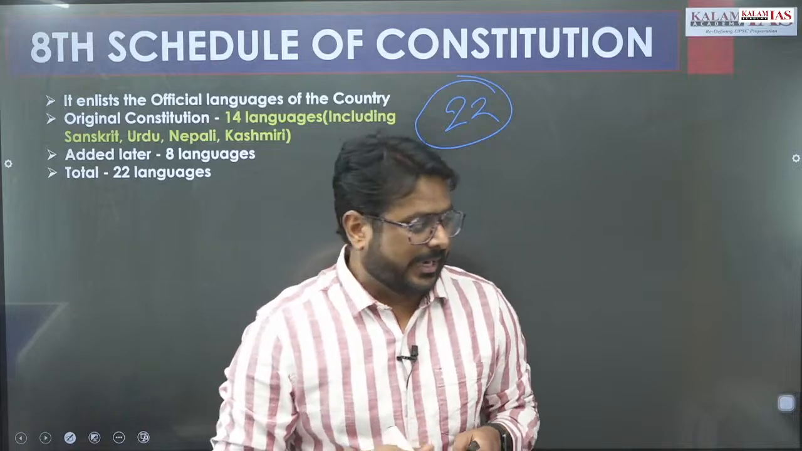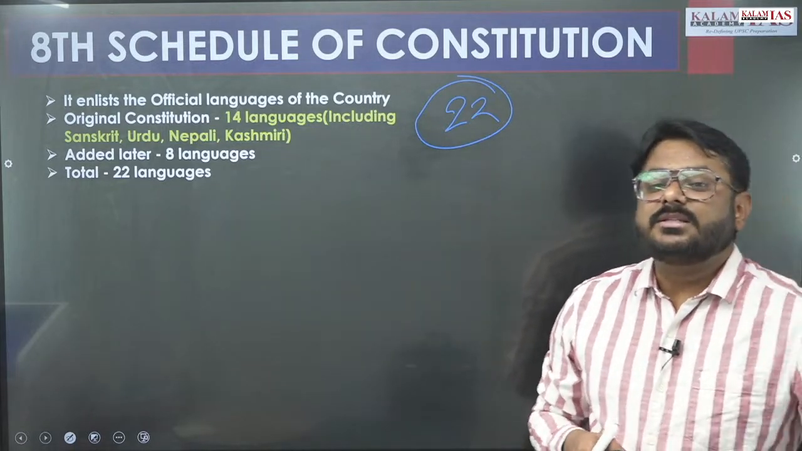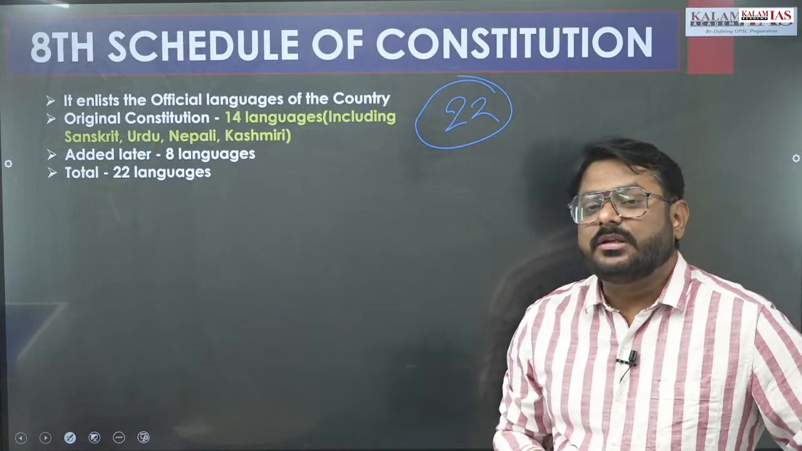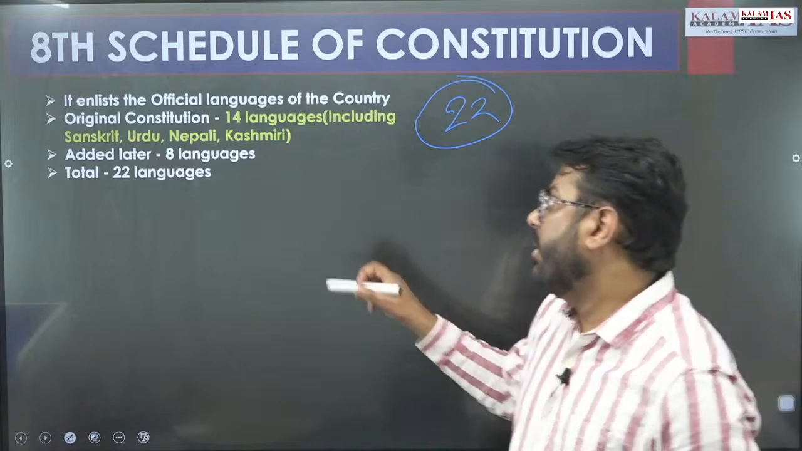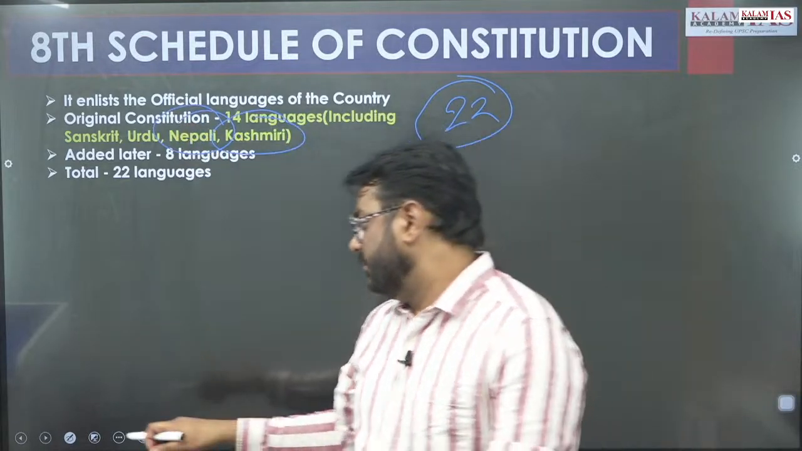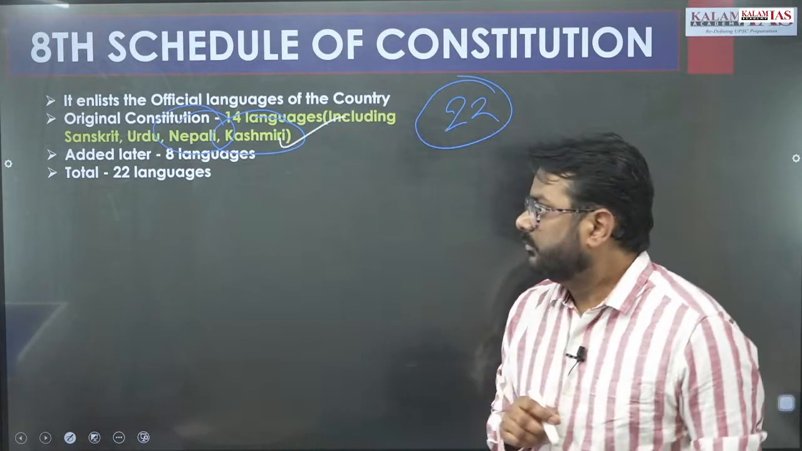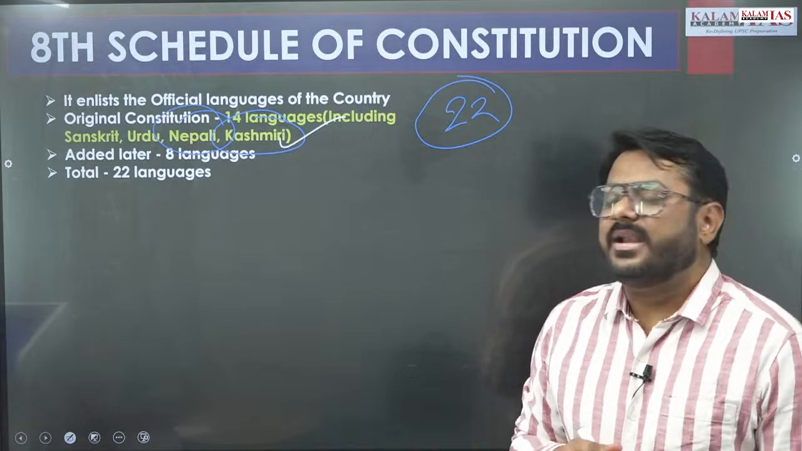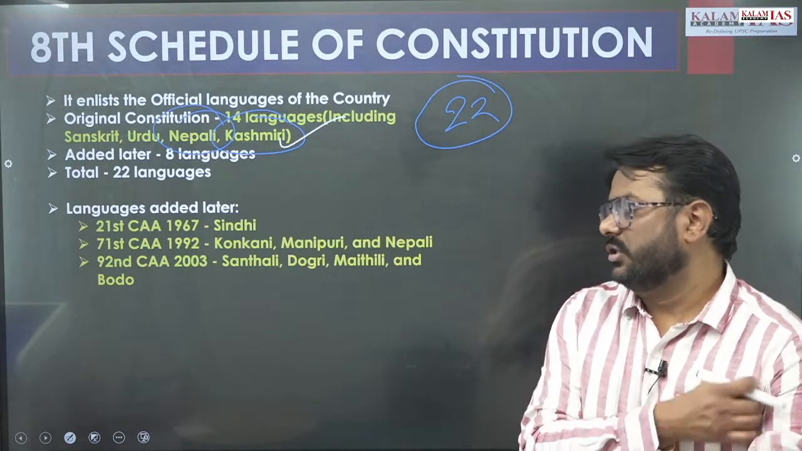Earlier there were only 14 languages. These 14 languages include Sanskrit, Urdu, even Nepali, and even Kashmiri is included in this. 8 languages were added later. So now currently there are 22 languages in the 8th schedule of the Constitution.